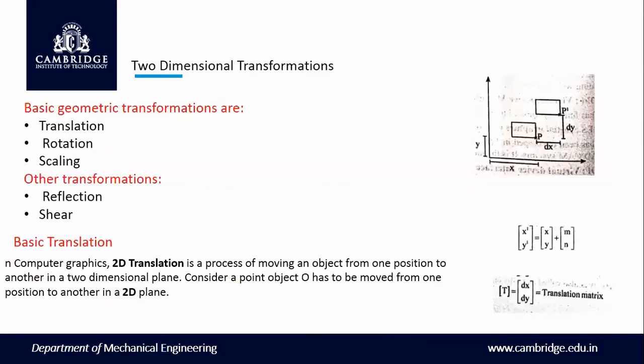Today we have a new concept, 2D transformation, that is two-dimensional transformation. Now what is two-dimensional transformation? X and Y coordinates are required to specify a point in a two-dimensional coordinate system. These coordinates can be represented in matrix form, that is P equals (x, y).